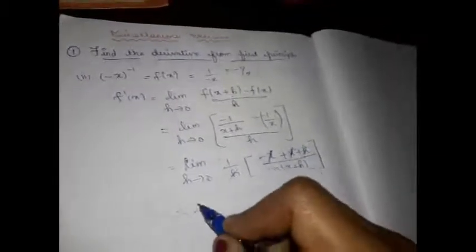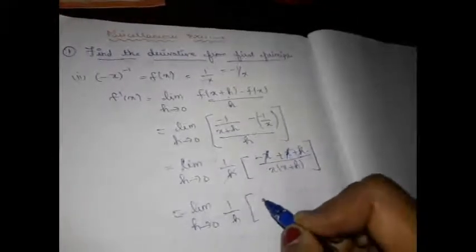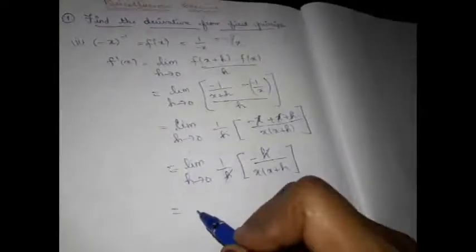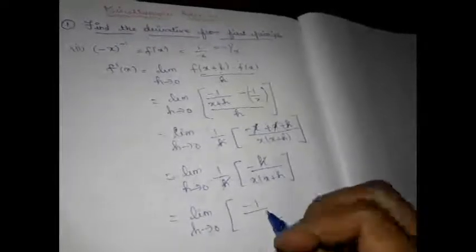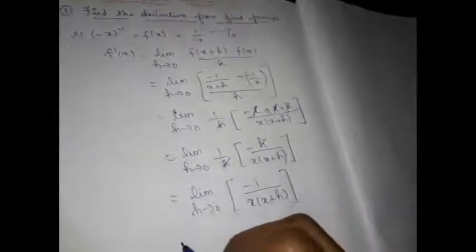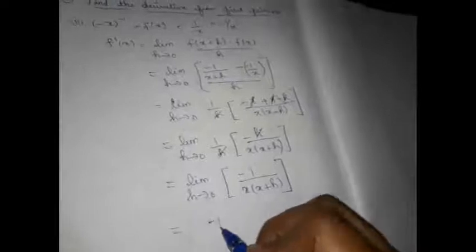After cancelling plus x and minus x, in the numerator we will have, if you want I will do one more step, minus h by x into x plus h, right? Now you can cancel these two h. So what we have now is limit h tends to 0 minus 1 by x into x plus h, right? Now when h tends to 0, what we will have? Minus 1 by x square. So the answer is minus 1 by x square.